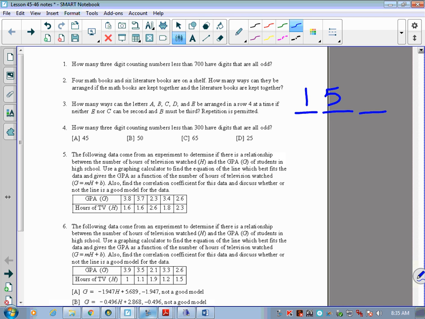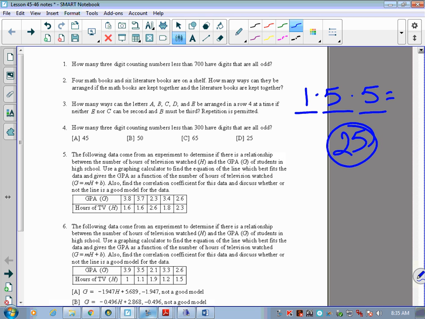What about the 1 slot? 5. So I wind up with a total of how many different possibilities? 25. Okay, 25. All right, good. So we get an understanding at least of how to do conditional permutations, right?